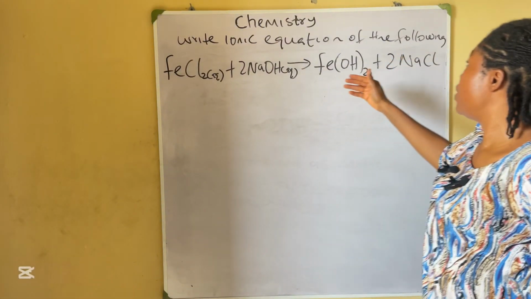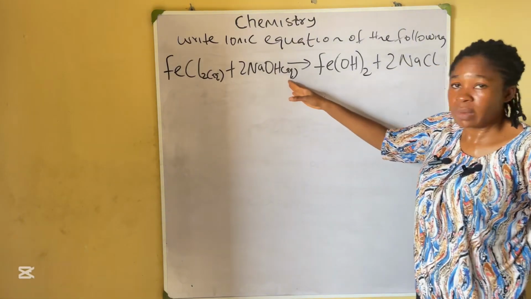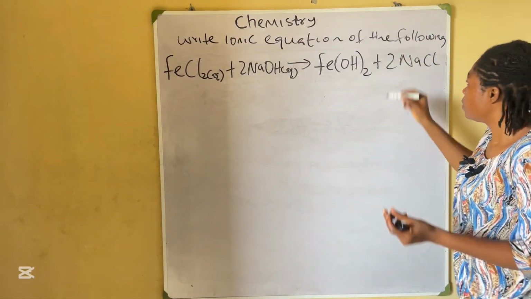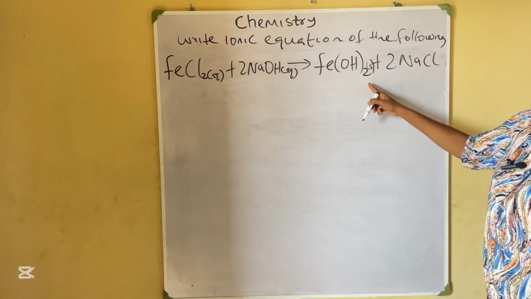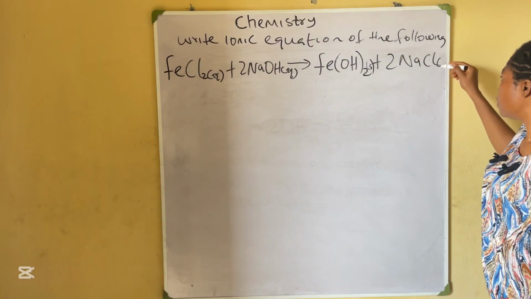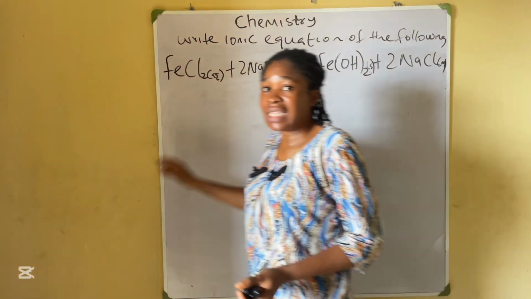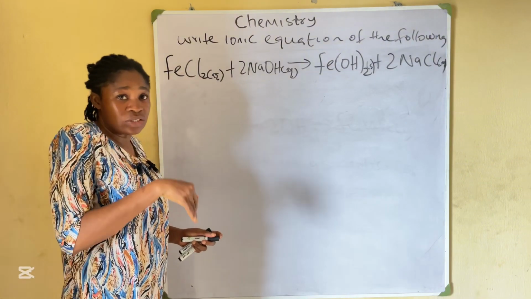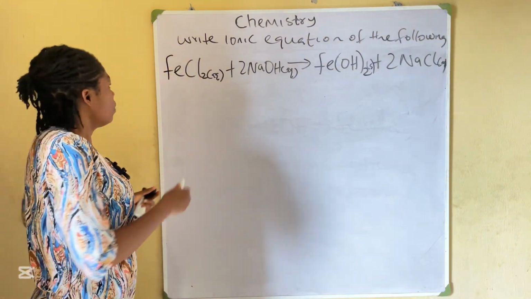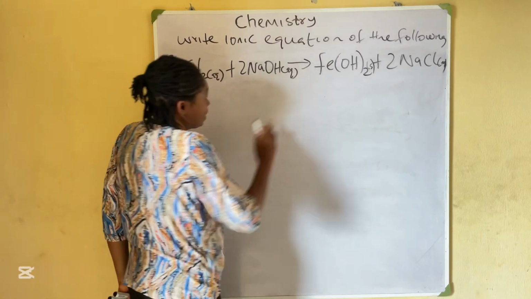Write the ionic equation for the following. Iron(II) chloride reacting with sodium hydroxide to give iron(II) hydroxide, which is the precipitate, that's solid. This is aqueous. So when you see aqueous, it means it is dissolved, because water is a solvent that dissolves that substance. This is a soluble salt. You can see that the equation is balanced.